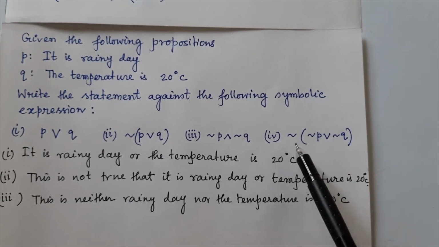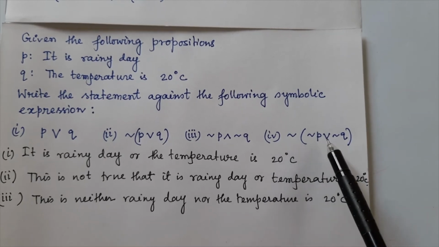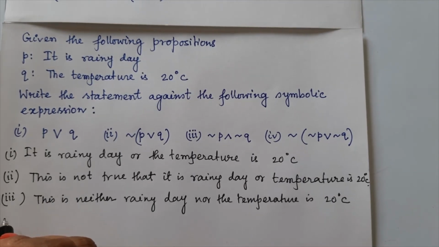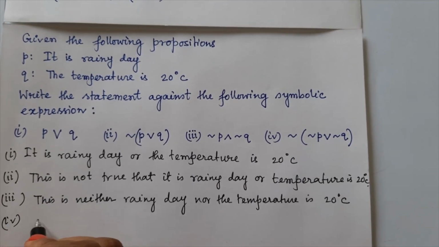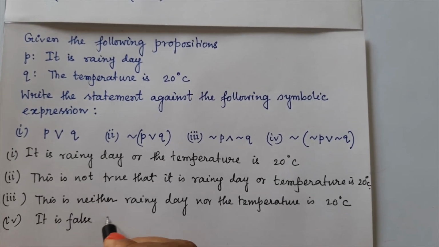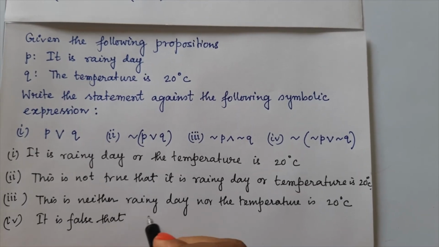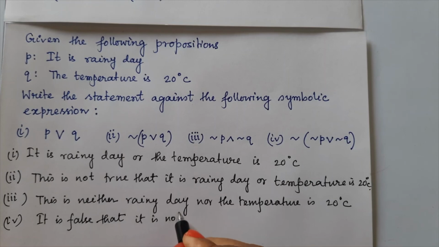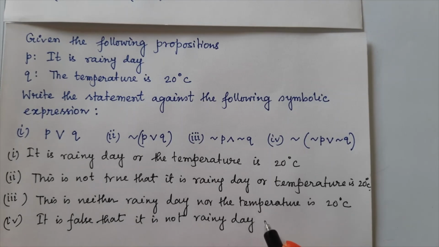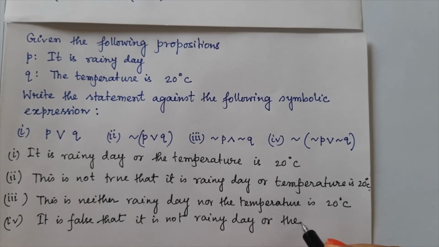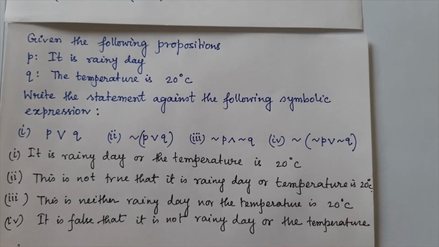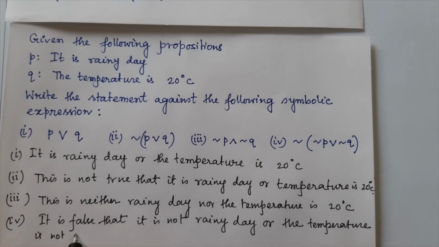The last expression is negation of negation P or negation Q. It is false that it is not rainy day, or the temperature is not 20 degrees Celsius.